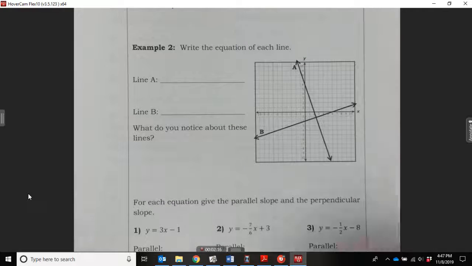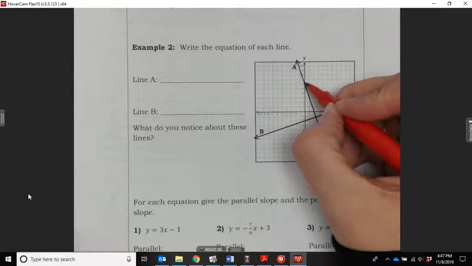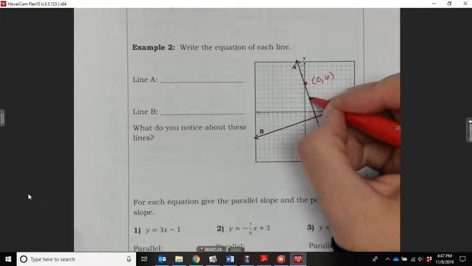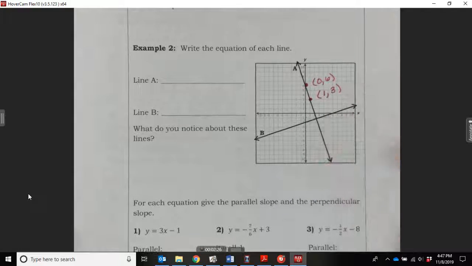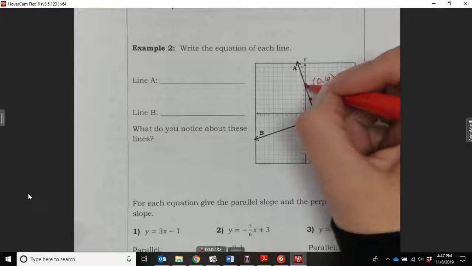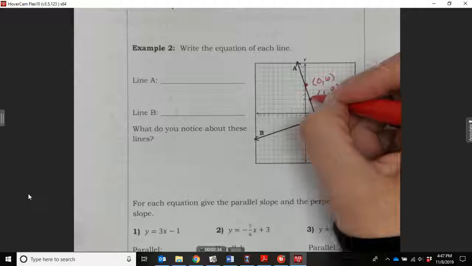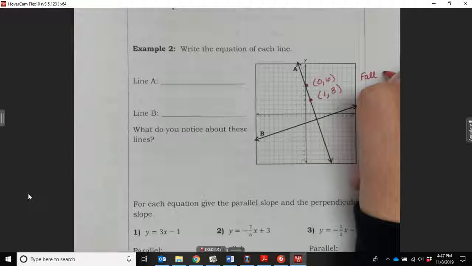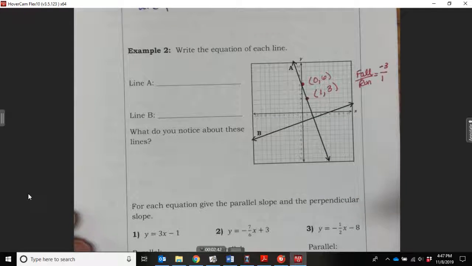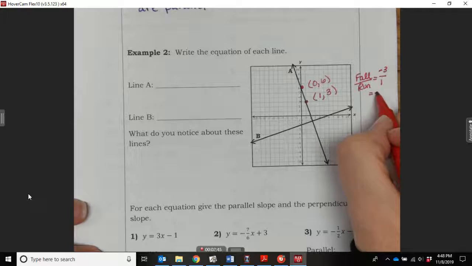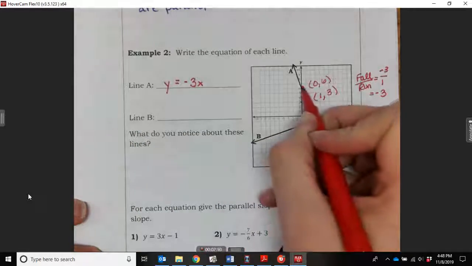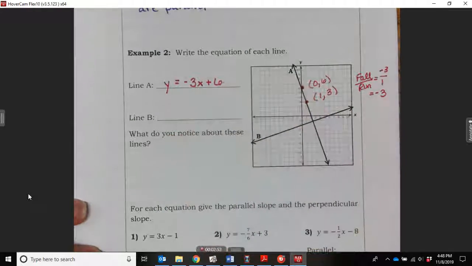Next, write the equation of each line again. We need 2 points. So here I have 0, 6, which is my y-intercept. And then I also have 1, 3, and you could use your list and spreadsheet to get your slope. Or I can count. I go down 1, 2, 3 and right 1. So fall and run. I fall 3 and I run 1, which means my slope is just negative 3. My equation is y equals negative 3x plus my y-intercept, which is 6.